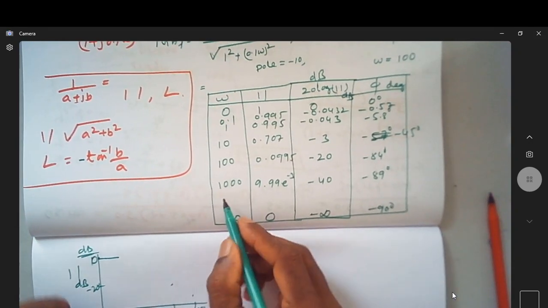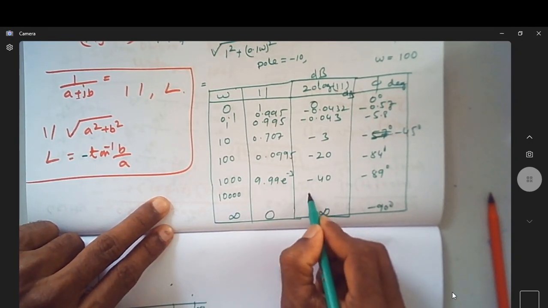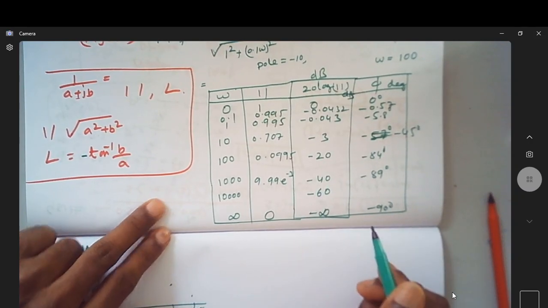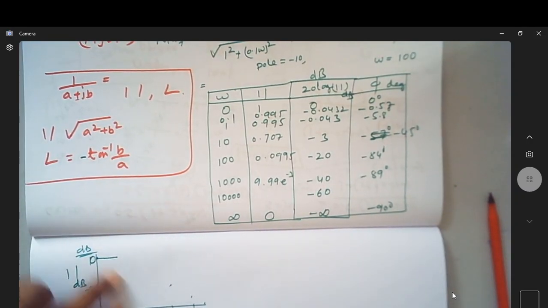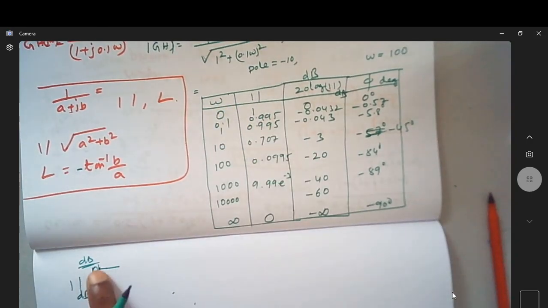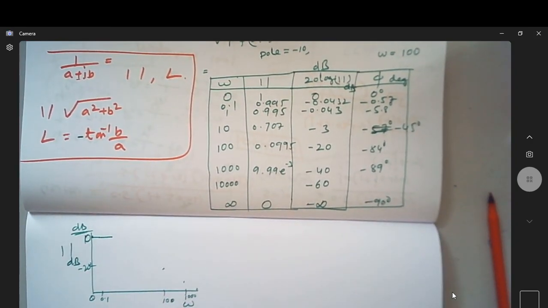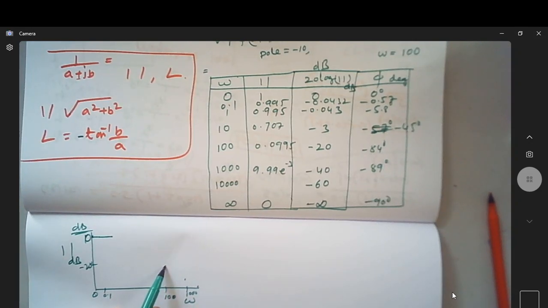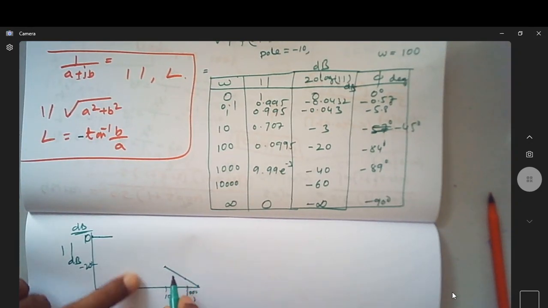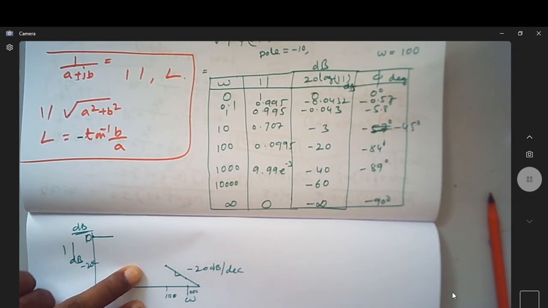So now if you actually do it for 10,000, this will be minus 60 dB. It will be something like this. Meaning, for lower values of omega, magnitude is 0 dB. For very large values of omega, this is reducing at a slope of minus 20 dB per decade.